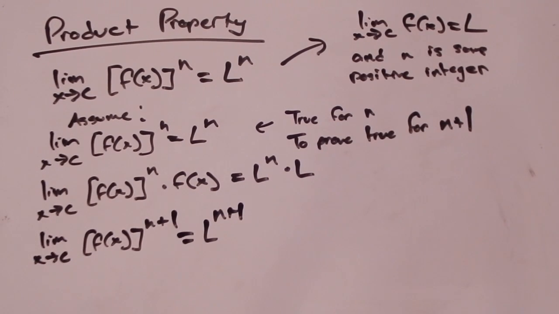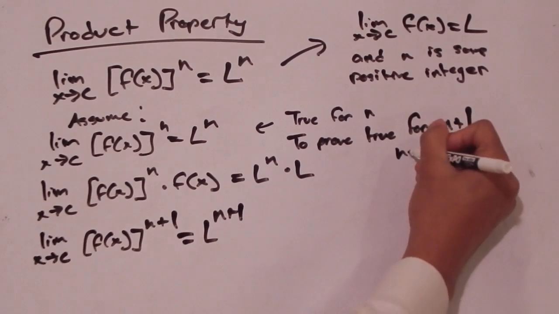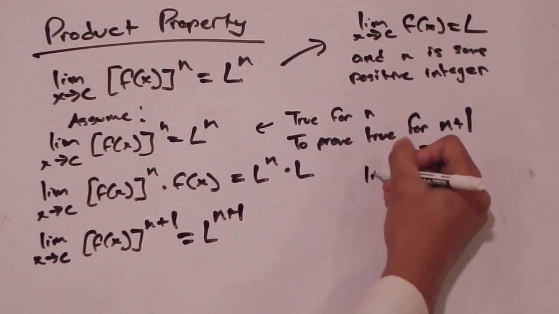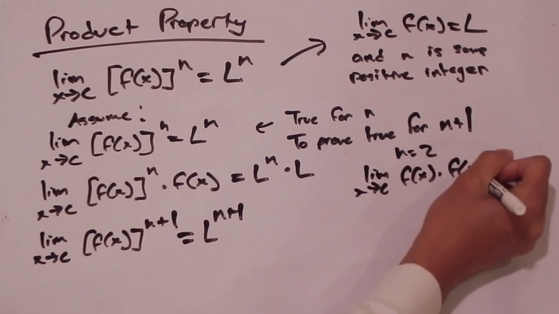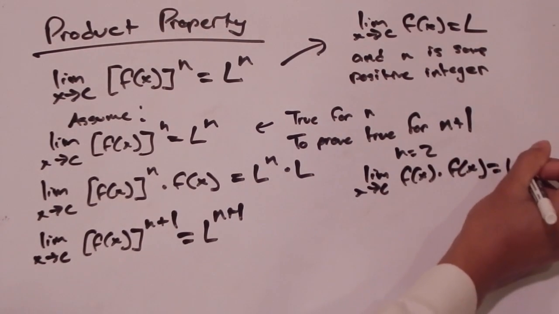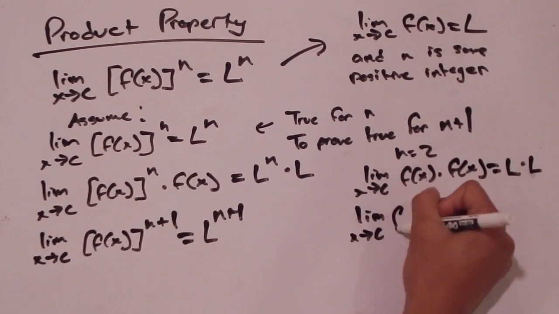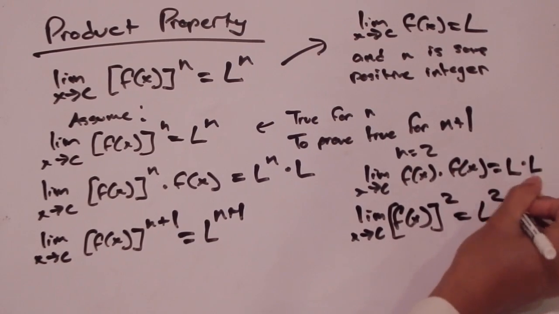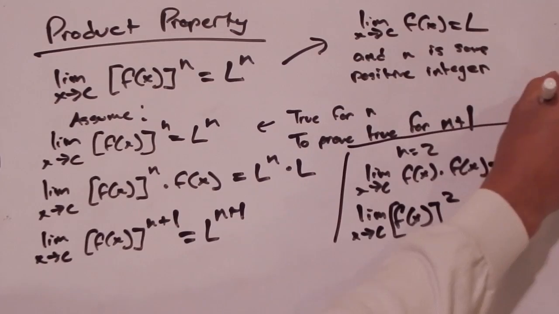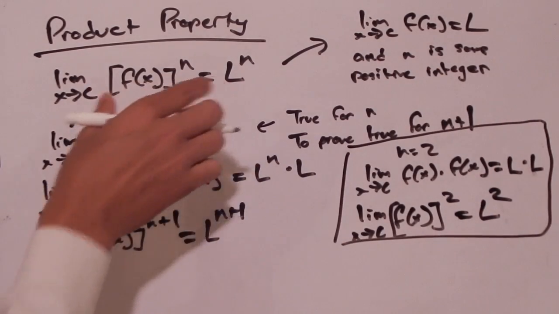Well, now we're going to look at a bit of a specific case. We're going to try and prove this statement true for specifically n equals 2. How can we do that? Well, let's find the limit as x goes to c of f of x times f of x. As we discussed by the product property, this is just L times L. So now we have the limit as x goes to c of f of x, this whole thing squared, is equal to L squared. So we've shown for n equals 2 that this property is accurate.